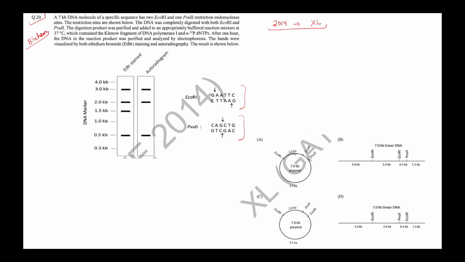The digestion product was purified and added to an appropriately buffered reaction mixture at 37 degrees, which contained the Klenow fragment of DNA polymerase 1 and alpha 32P dNTPs. After 1 hour, the DNA in the reaction product was purified and analyzed by electrophoresis. The bands were visualized by both ethidium bromide staining and autoradiography. The results are shown below. So these are the images of the result.